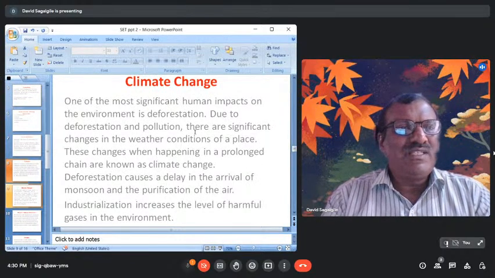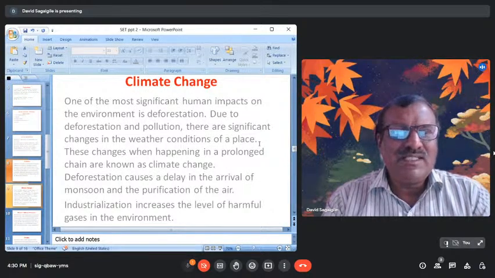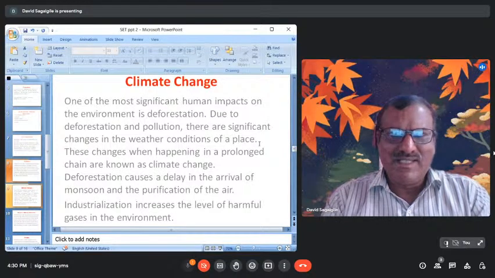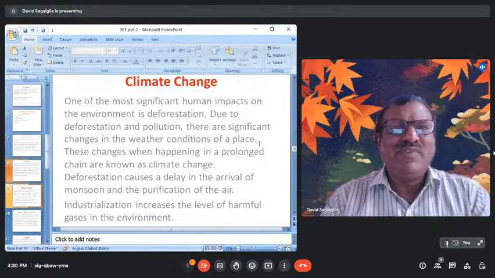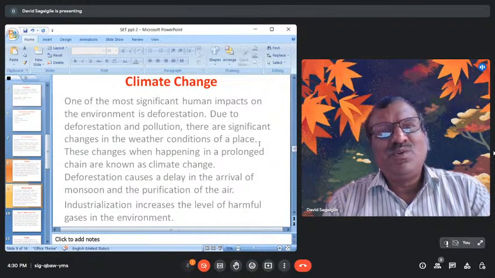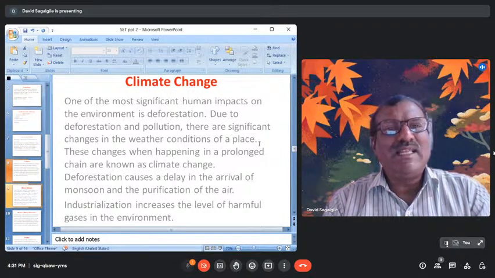Due to deforestation and pollution, there are significant changes in the weather conditions of a place. Not only the weather changes drastically in a particular place. Like, take for example the cities that we live in, or Pune, or the different cities wherever we live, we see how climate has changed throughout these decades. Since the last few years, how climate has been changing, and that is a direct result because the green cover has been lost.